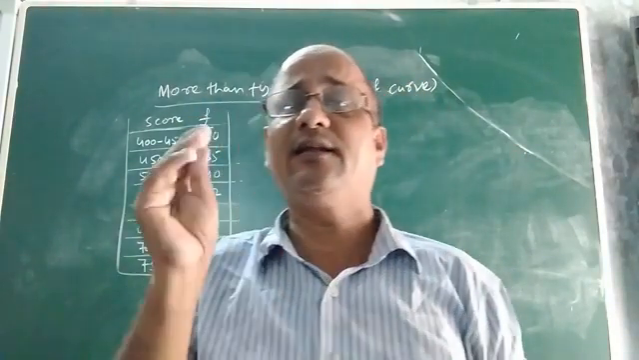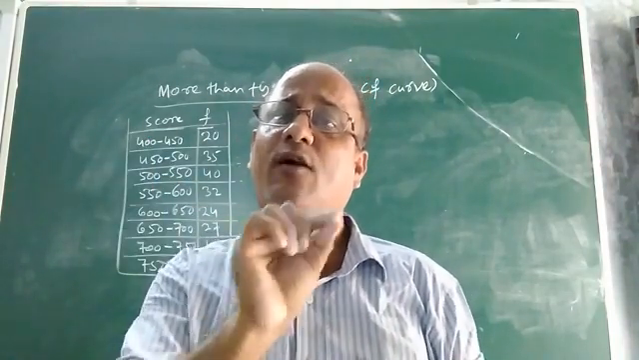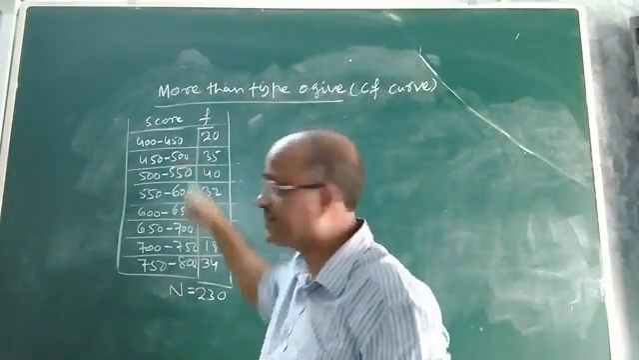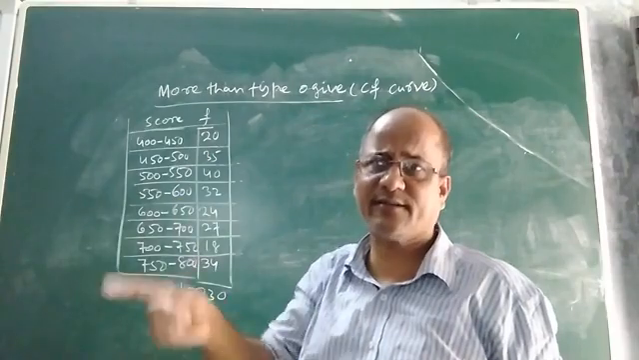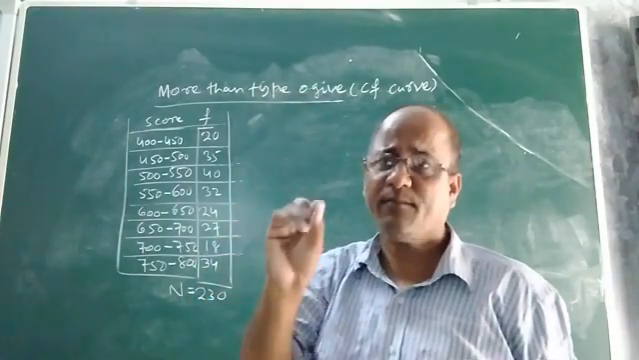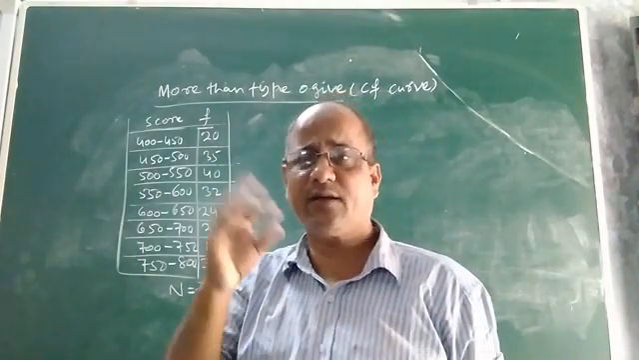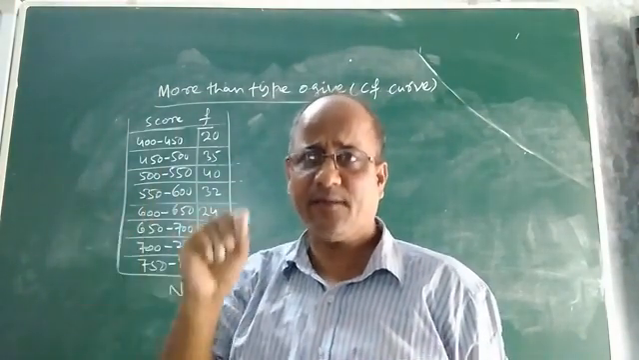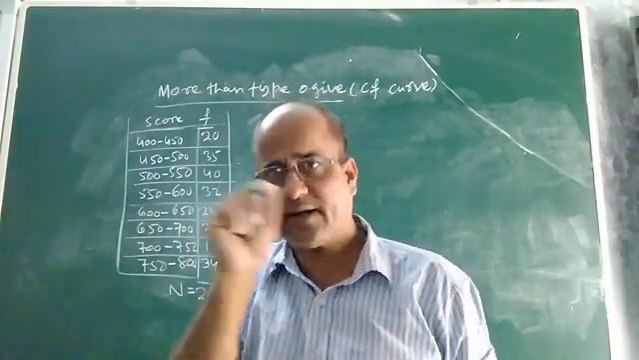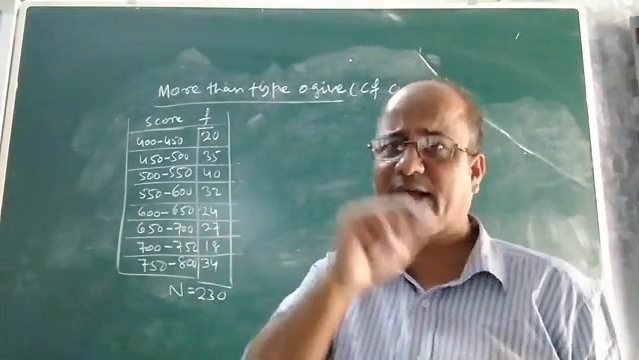What did I say in the less than type ogive or cumulative frequency curve? I said you take the upper limits of the classes along the x-axis, then their corresponding cumulative frequencies along the y-axis by choosing an appropriate scale in the coordinate system. If you join the points obtained by line segments, you will get a curve, and that curve is nothing but your less than type ogive. Then in more than type, what is the difference?